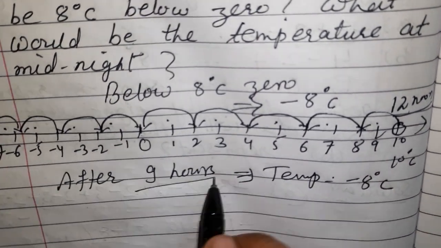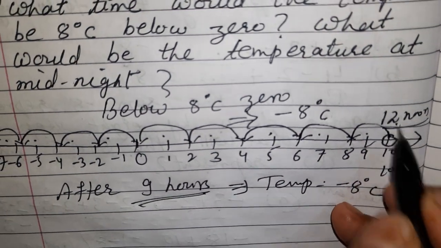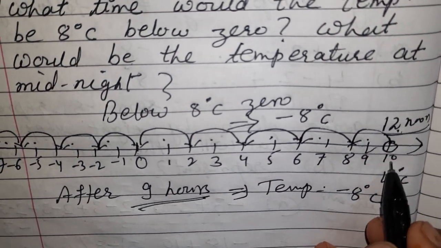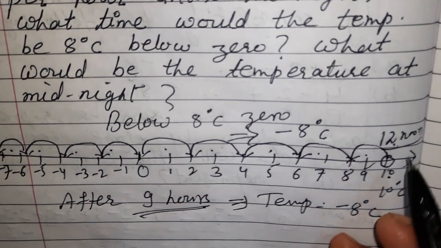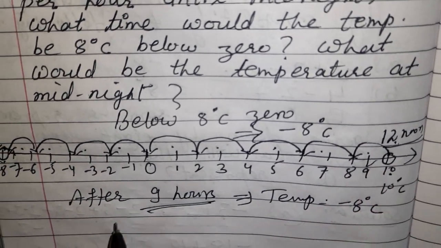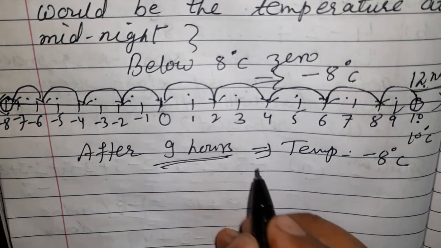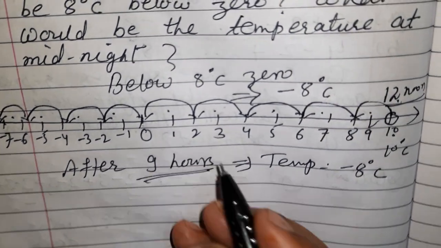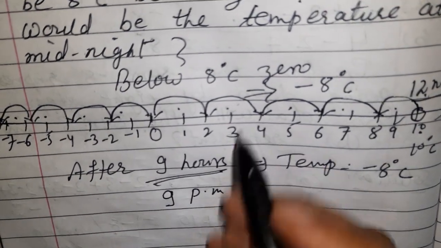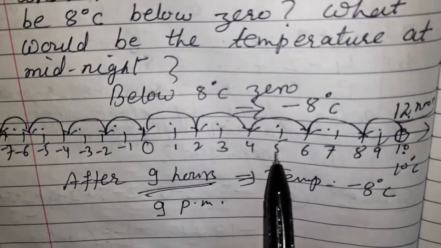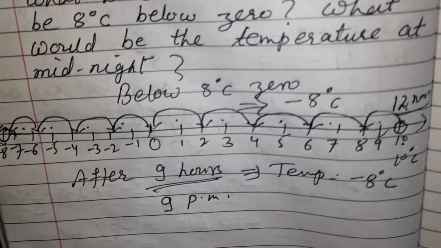Okay, after 9 hours. So at 12 o'clock the temperature is 10 degrees Celsius. So after 9 hours what is the time? Obviously after 12, after 9 hours it is 9 p.m. Okay, so this is according to your number line. Let us see how to do its calculation.